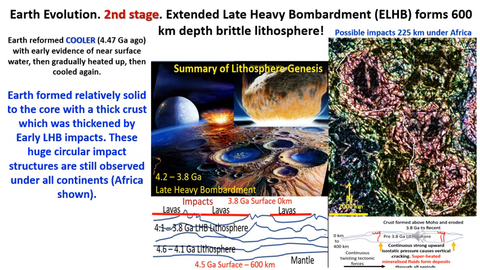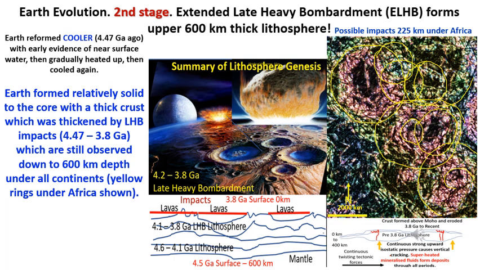Earth evolution second stage. Extended late heavy bombardment forms 600 kilometre depth brittle lithosphere. The Earth formed relatively solid to the core with a thick crust which was thickened by early late heavy bombardment impacts. These huge circular impact structures are still observed under all continents, and it's shown on the right-hand image on Africa at 220 kilometres depth. There's about 5 big main ones you can see and many smaller ones.